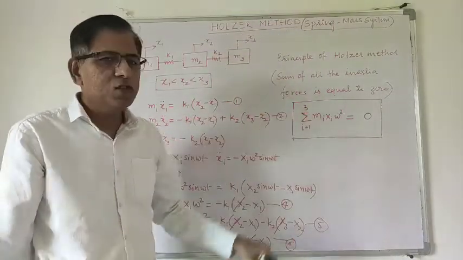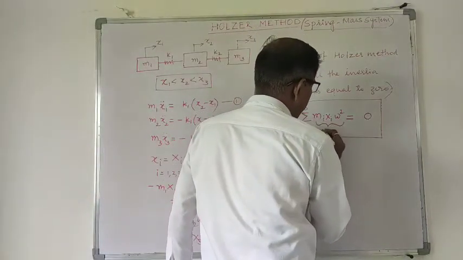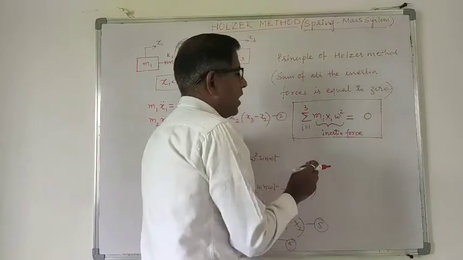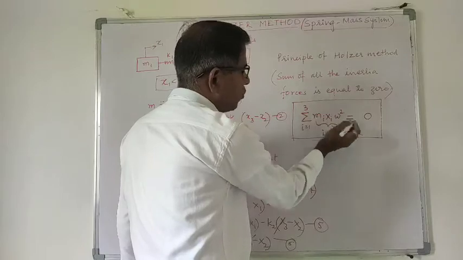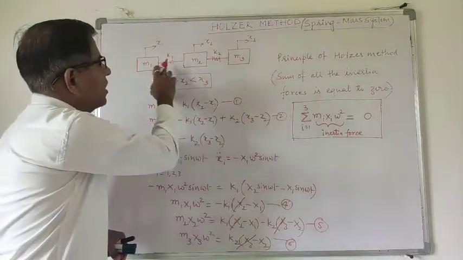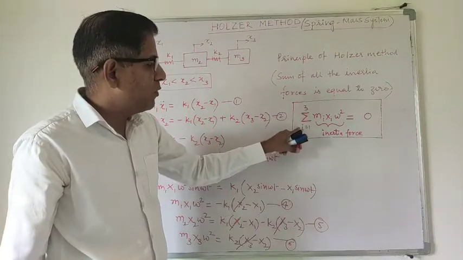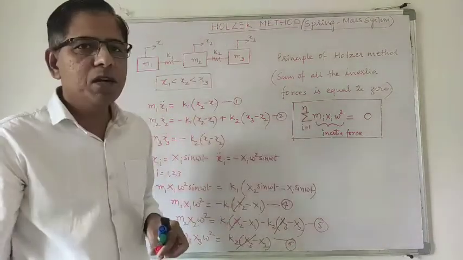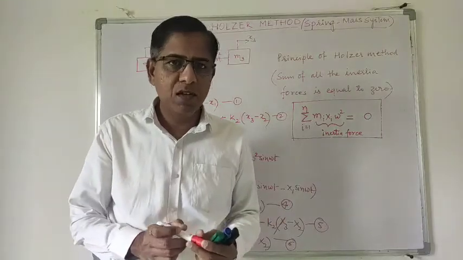Okay, so this is the principle on which this Holzer method works. So this is inertia force, and Holzer method says that the sum of the inertia forces is equal to 0. So here in this system there are 3 masses, that is why this expression is up to 3. If there are n number of masses, then it will be up to n. So this is the principle on which this Holzer method works.